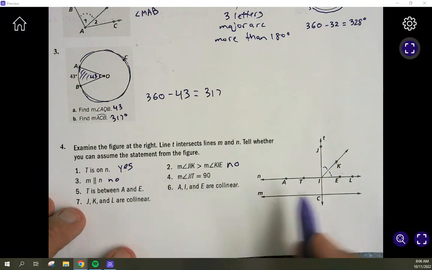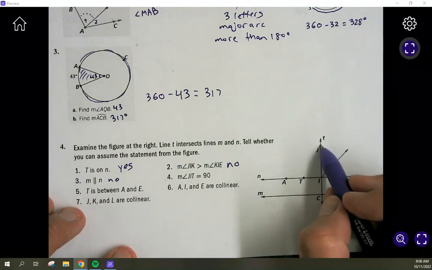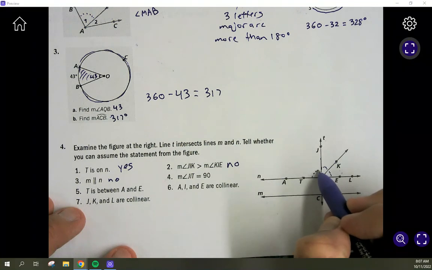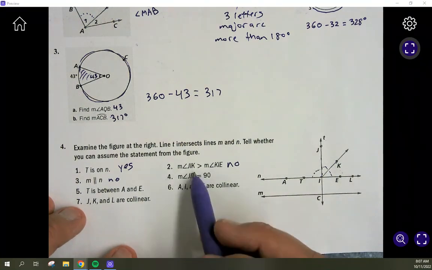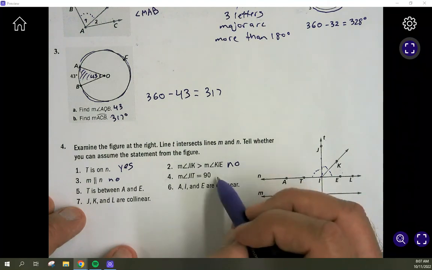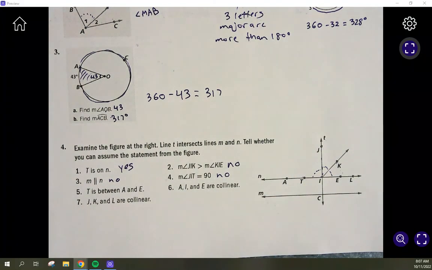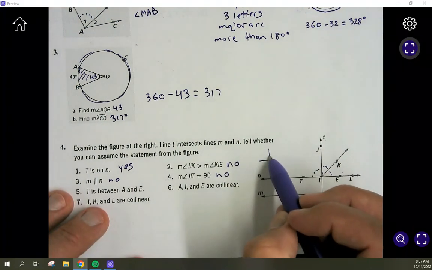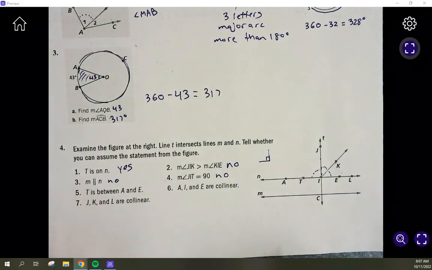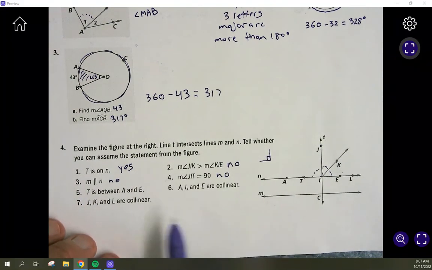Number 4, JIT. JIT. This space out here looks like 90 degrees, does not have notation. Am I allowed to assume that this is 90? No, you are not. It could be 89.9. Unless it has that symbol. Again, a right angle has to have this symbol, the little square there. I cannot assume it's 90.